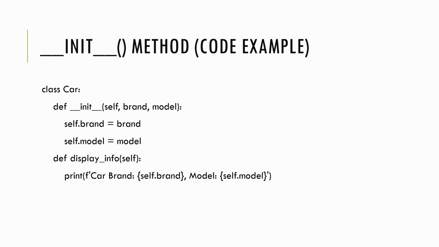Here's the code example for the car class. The init method assigns values to the brand and model attributes, and the display information method prints out these values. Whenever a car object is created, the init method ensures that the object is initialized with the correct information.